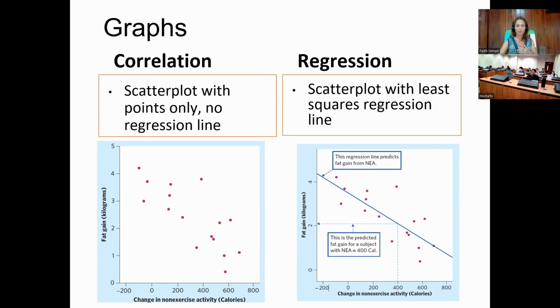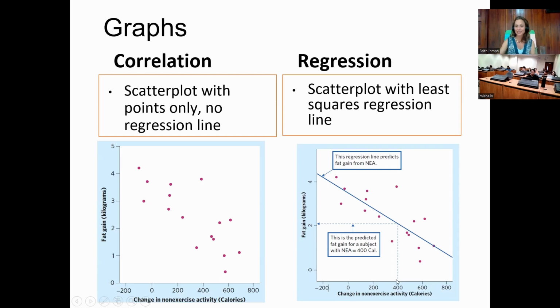So here for this example, we look at on the x-axis change in non-exercise activity in calories. And the y-axis has fat gain in kilograms. This is an example from the book. On the left graph, we have no regression line. This is taken from the correlation chapter. And on the right side, we have the same x and y axis. This is taken from the regression chapter. And the regression line predicts fat gain from change in non-exercise activity.